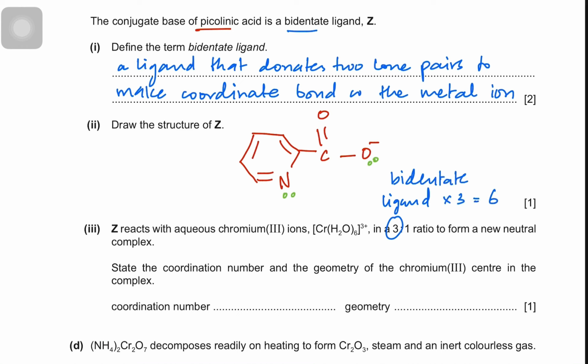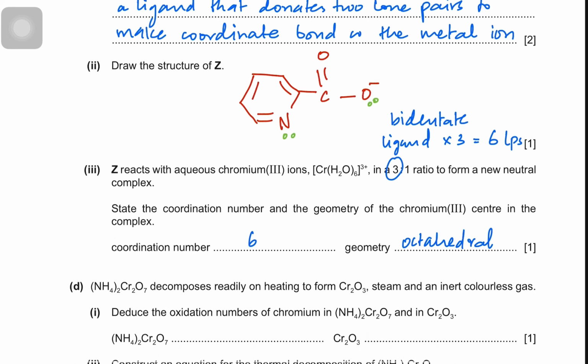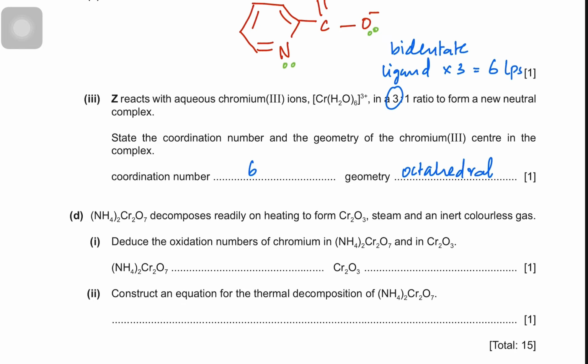3 times bidentate means 6 lone pairs. So 6 lone pairs means that my chromium ion is accepting 6 lone pairs. So the coordination number is 6 and the geometry is octahedral.